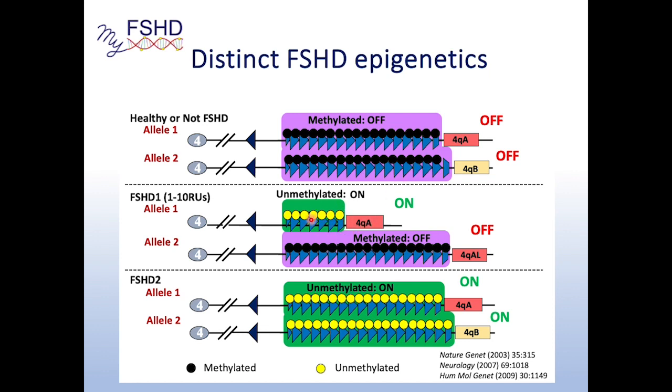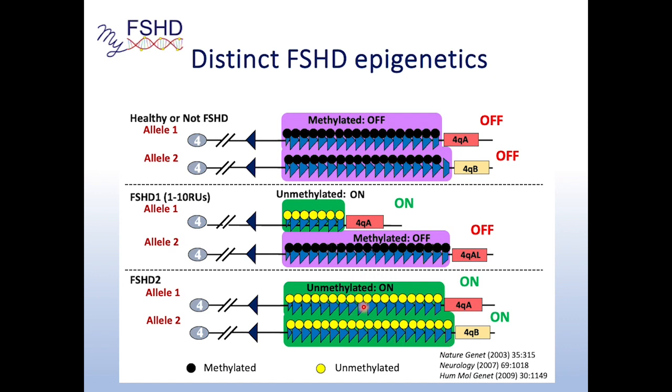With the deletion of the repeats, the cell doesn't necessarily recognize this as a repeat, and it's going to be on a cell-by-cell basis: is this something that should be silenced or not? Enough of the alleles are unsilenced and epigenetically on, so they're not methylated, and that's FSHD1, when you have between 1 and 10 repeat units.